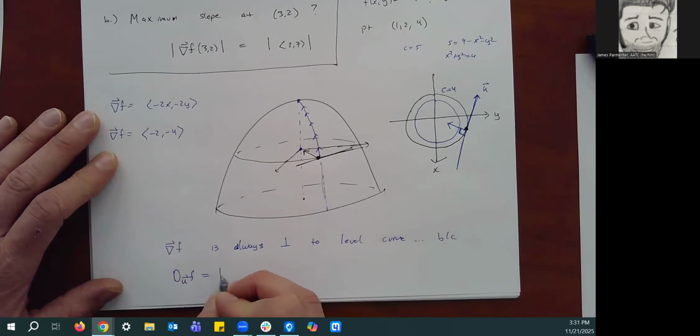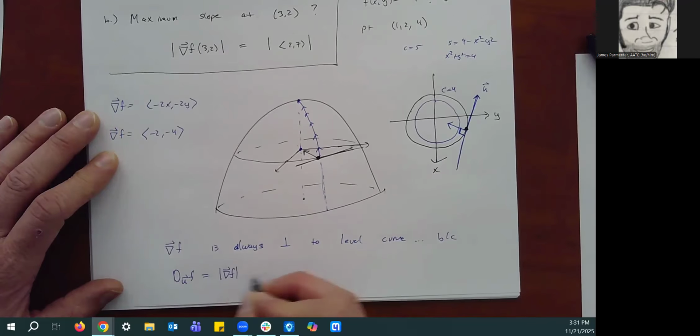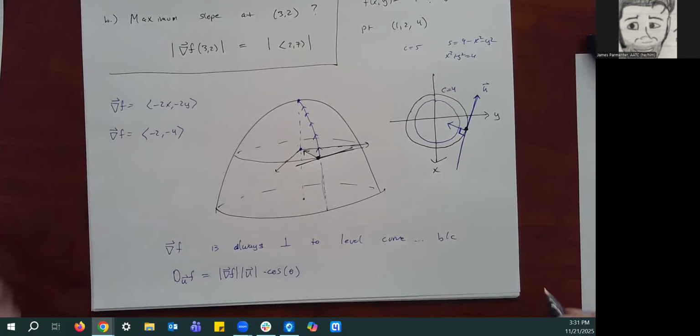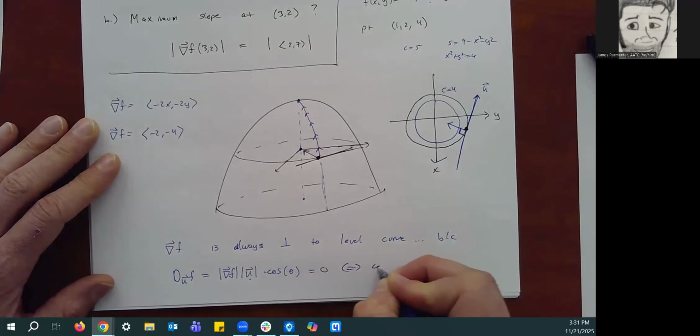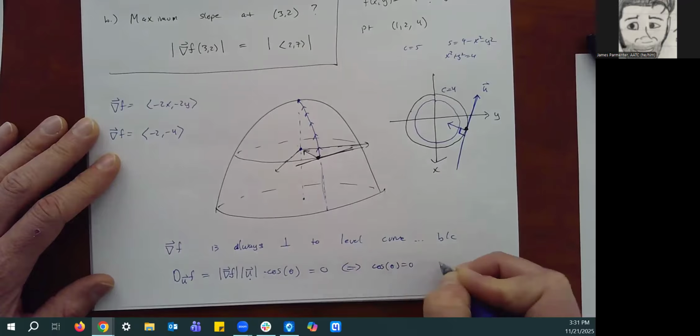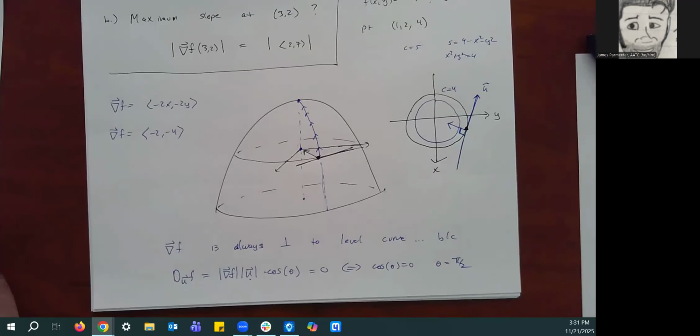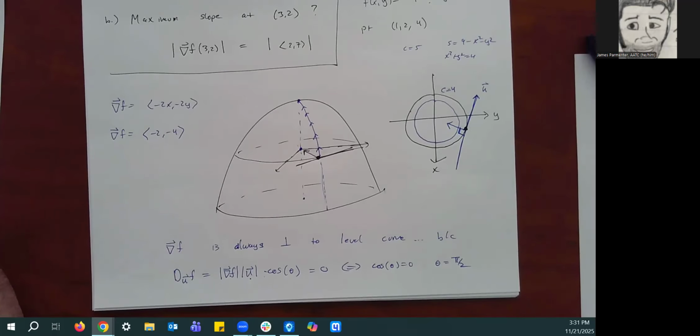Well, that's going to be the magnitude of the gradient multiplied by the magnitude of your direction vector times the cosine of the angle between them. The only way that quantity is going to be 0 is if this non-zero thing times this non-zero thing is multiplied by this thing, which better be 0. In other words, this is equal to 0 if and only if the cosine of your angle is 0, which means your angle has to be 90 degrees or pi over 2 radians. That's why, because you're moving in a direction where your rate of change is 0.